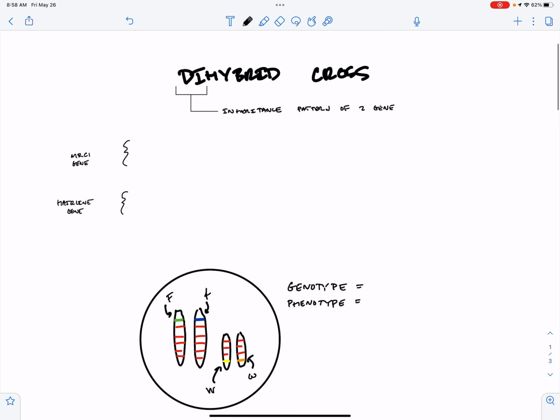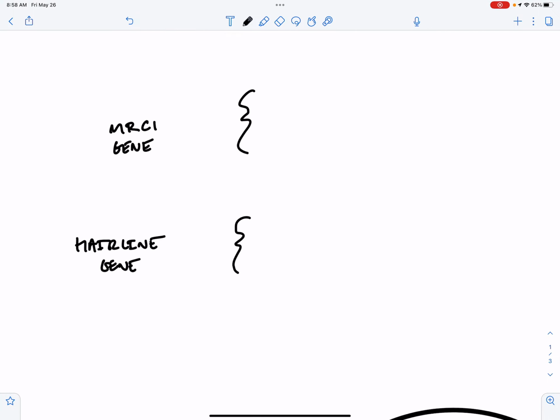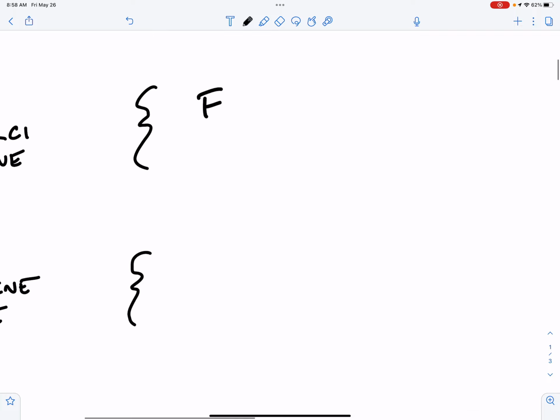So in a previous screencast last week, we talked about the MRC1 gene, and this was the gene that determined whether or not you have freckles. So if you were capital F, if you had the dominant allele, then this is the freckles.